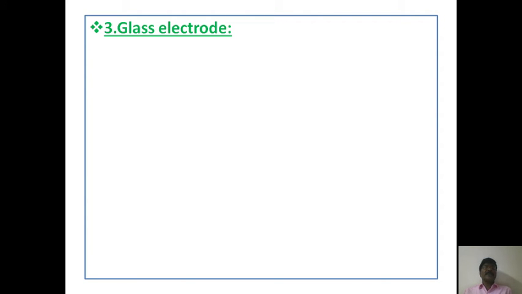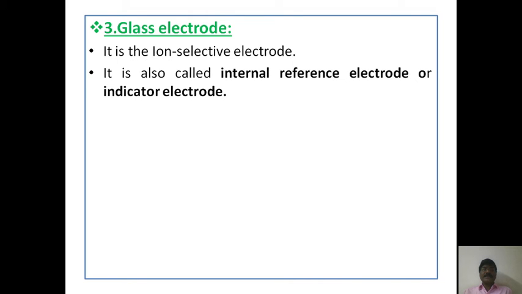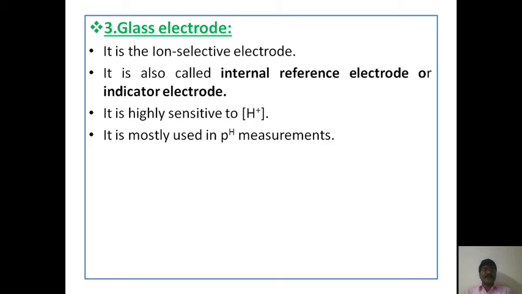Next, third one, glass electrode. It is one of the ion selective electrodes. It is also called the internal reference electrode or indicator electrode. It is highly sensitive to H plus ion concentration. It is mostly used in pH measurements.